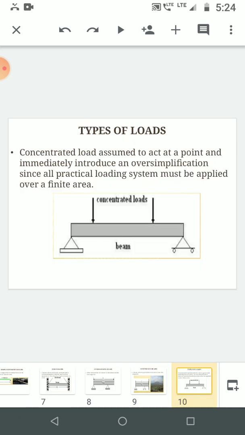Now we just start the types of loads. A load is nothing but simply a force acting on the beam. The types of load may be a point load, a uniformly distributed load, or a uniformly varying load. Look at this figure, the beam is subjected to a point load. A point load is also known as a concentrated load.